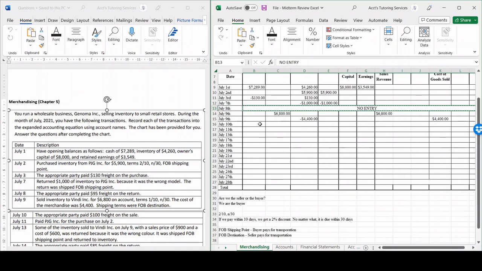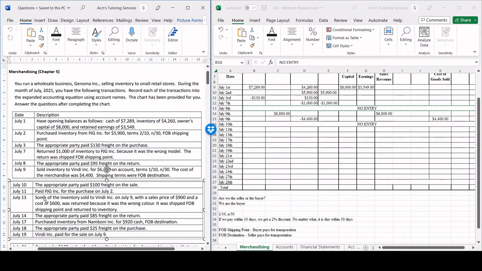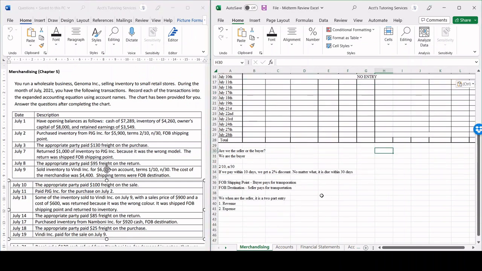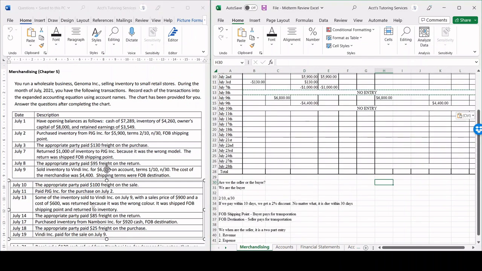No entry. All right, now we're going to go over to July 11th, paid PJG Inc. for the purchase on July 2nd. So this one is a little bit more complicated. So what I encourage my students to do is always go back and reread and reanalyze the transactions that relate to this company. So let's do that right now. On July 2nd, PJG purchased inventory. So we purchased inventory from PJG Inc. for $5,900, terms 2/10, n/35, FOB shipping point.